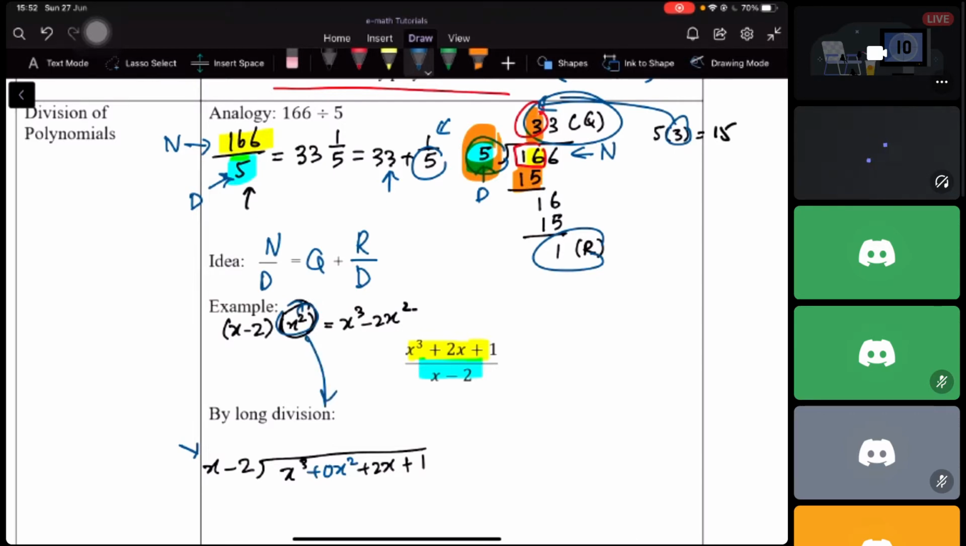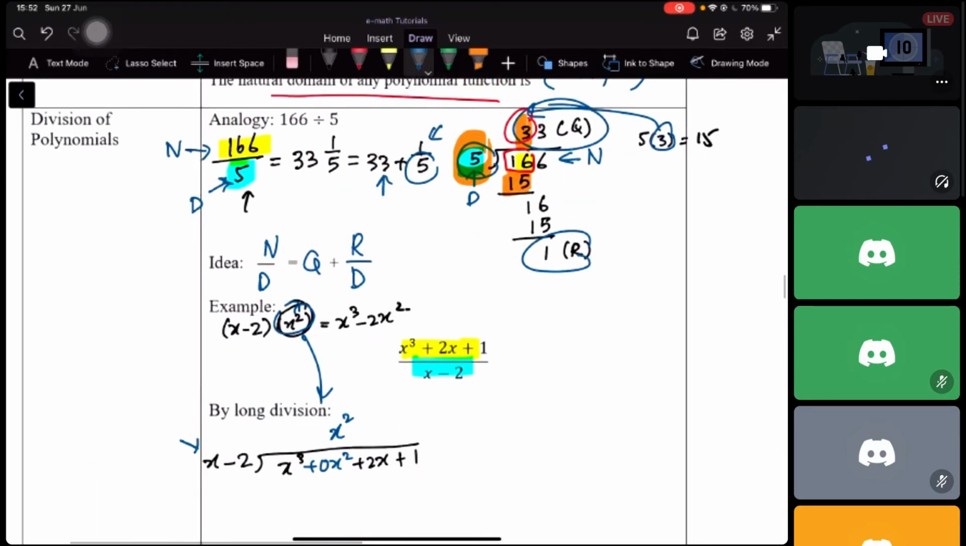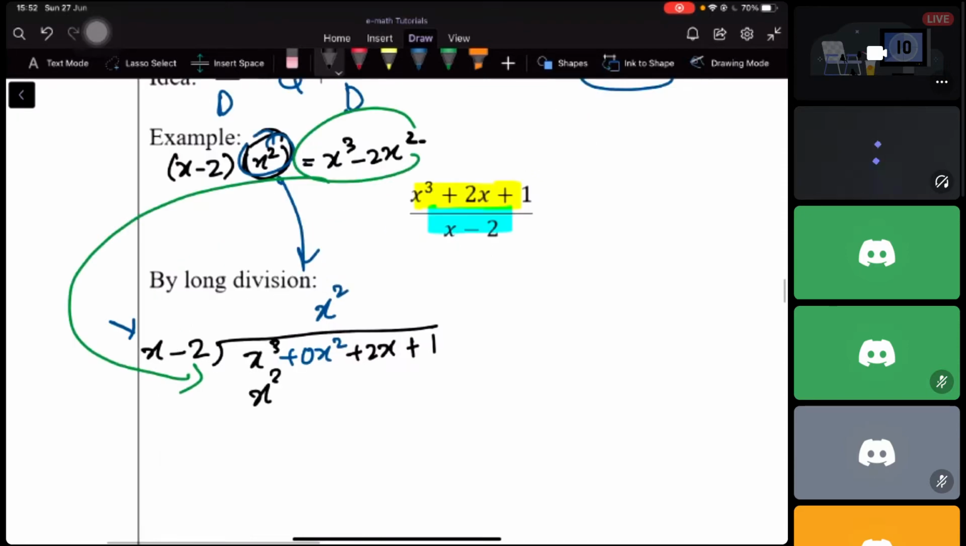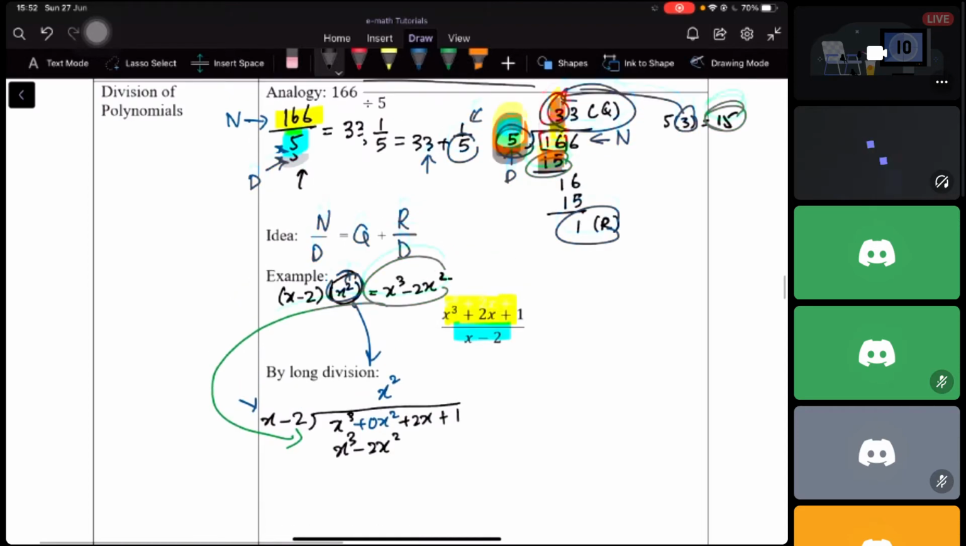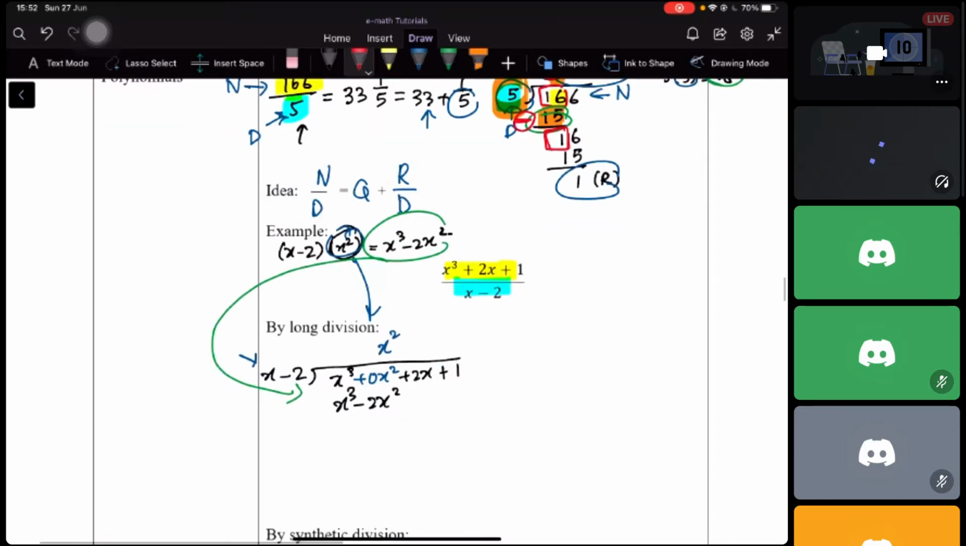The reason why I want to write a 0x squared here is I want you to align all the powers. So you can write x squared nicely on top. And where do you put your 15? Here, right? So x cubed minus 2x squared goes here. Next, how do you get the 1? 16 minus 15, isn't it? So you go and subtract.